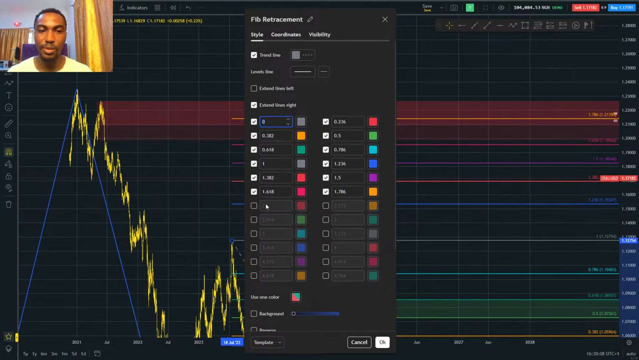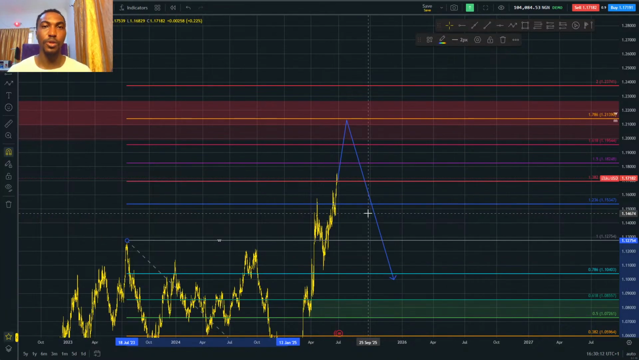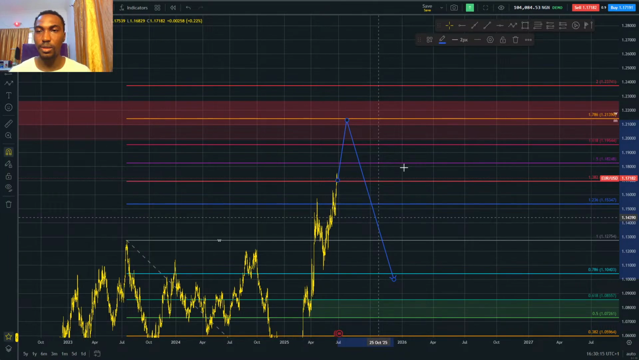And that's the sweet thing with the trading. There's a lot of confluence for you to trade with. This is going to be a good confluence.